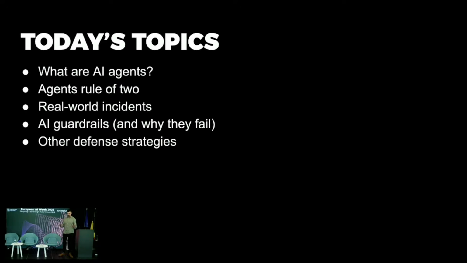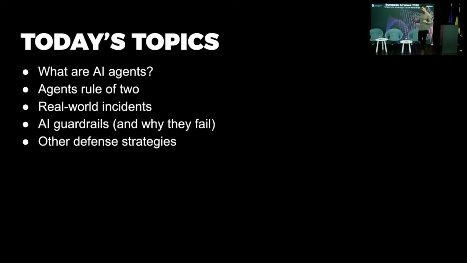Okay, today's agenda. First, I'm going to level set very quickly and talk about what is an AI agent. It's an overloaded term, so I think it's good to briefly align on that. Then we'll talk about what we call the agent's rule of two. It's a pragmatic look at AI agent security. Then we'll dive into those 3 real-world incidents and 1 bonus incident. Then we'll further talk about AI guardrails and why they fail, and then dive into other defense strategies.